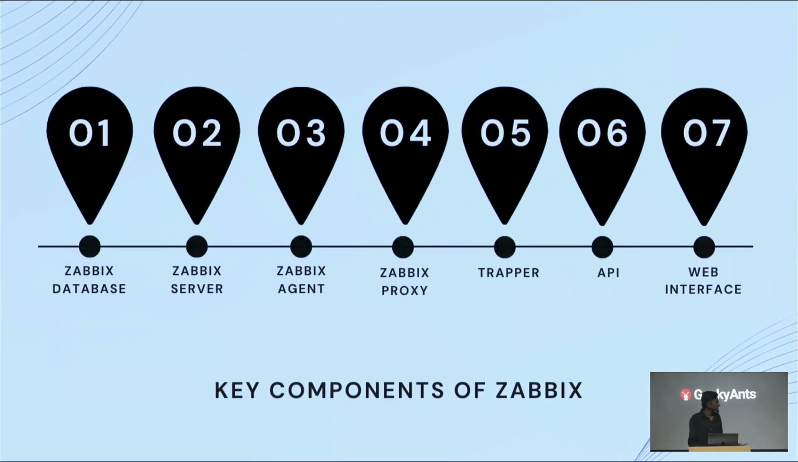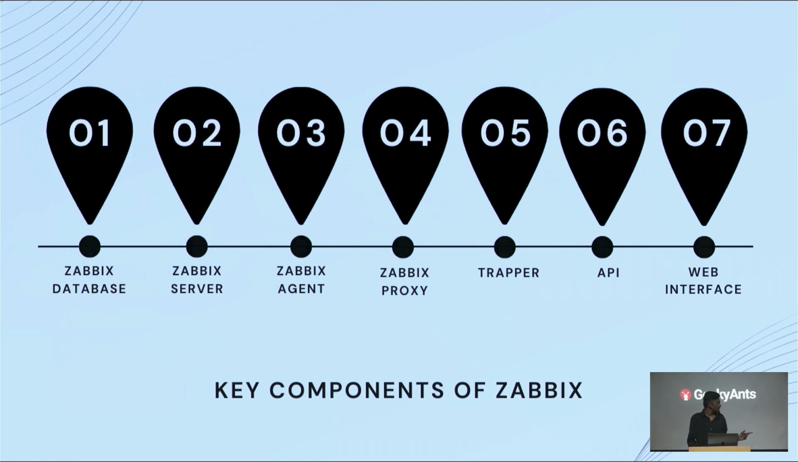So these are the key components of Zabbix currently. The first thing is the Zabbix database. It is responsible for storing all the collected data from the hosts and the devices, which are the virtual machines, application servers, everything. And Zabbix also supports databases such as MySQL, PostgreSQL, Oracle, etc.